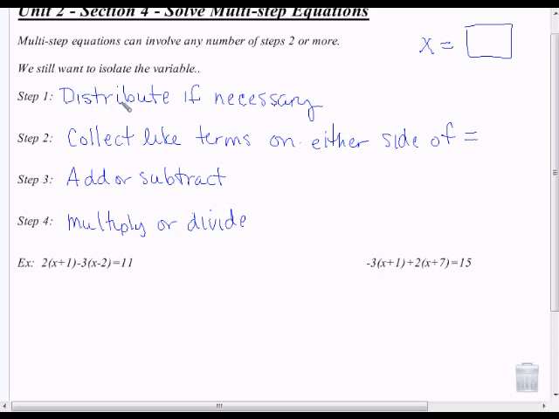You're going to distribute if necessary. You're going to collect like terms on either side of the equal, and then you'll be adding or subtracting, and then you'll be doing multiplication or division. Sometimes you don't have to multiply or divide because once you collect the like terms and you add something, the x is just by itself. So I'm going to put "if necessary" in here. And it's always the opposite of what has been done.